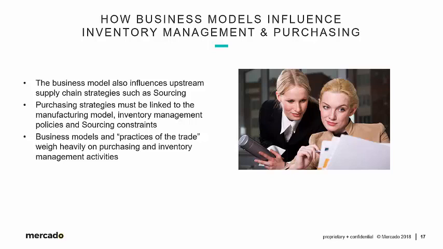So clearly, what we do as a company is going to impact our sourcing activities. Second bullet, purchasing strategies by definition have to be linked to the manufacturing model, inventory policies, and maybe sourcing constraints at origin. An example of a sourcing constraint being only certain products can be bought in specific countries. There's a constraint there. Can't get a certain product everywhere around the world. Third bullet, business models and practices of the trade. Traditions of a given industry will also weigh heavily on purchasing and inventory management activities.